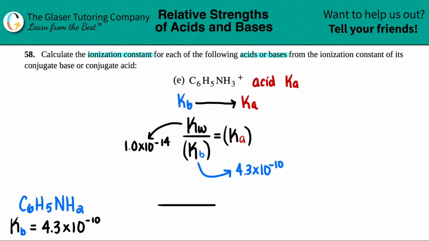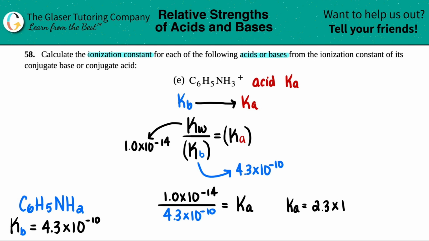So let's plug in. Something divided by something equals Ka. 1.0 times 10 to the negative 14th divided by the 4.3 times 10 to the negative 10th. Okay, Ka equals, what do we got? 1 times 10 to the negative 14th divided by 4.3 times 10 to the negative 10th, and we get 2.3 times 10 to the negative 5th. And there you go. That's the answer.